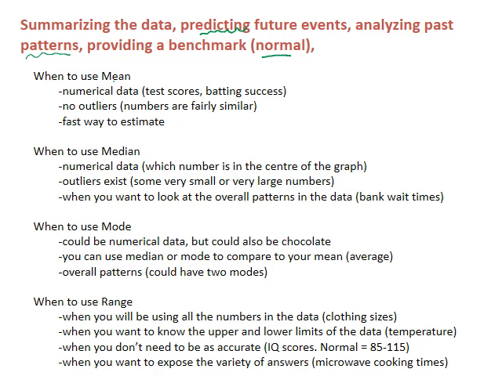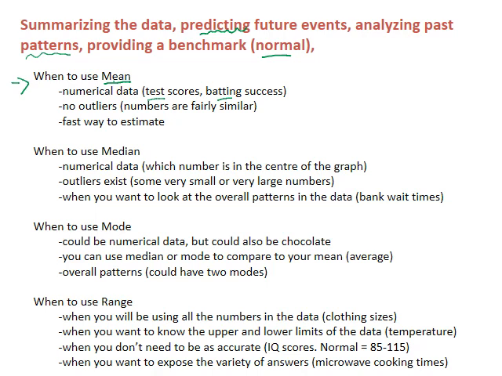So when do you use each one of these? You're going to use average, or mean, when the data has to be numbers. You can't use mean with answers like vanilla. So for example, finding out the average of your test scores. They use it all the time in sports, like a batting average for baseball players. Mean is best used when there are no outliers, when all the numbers are fairly similar.